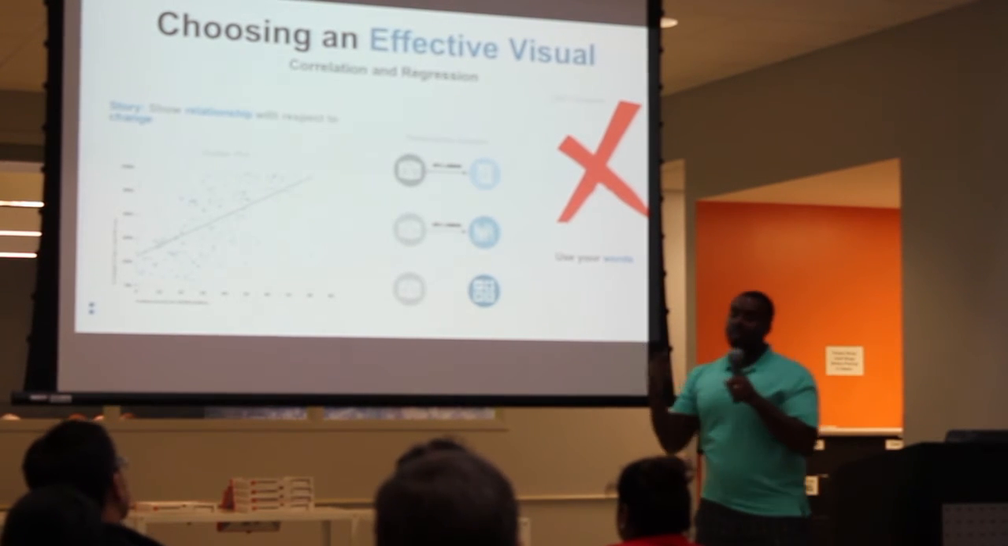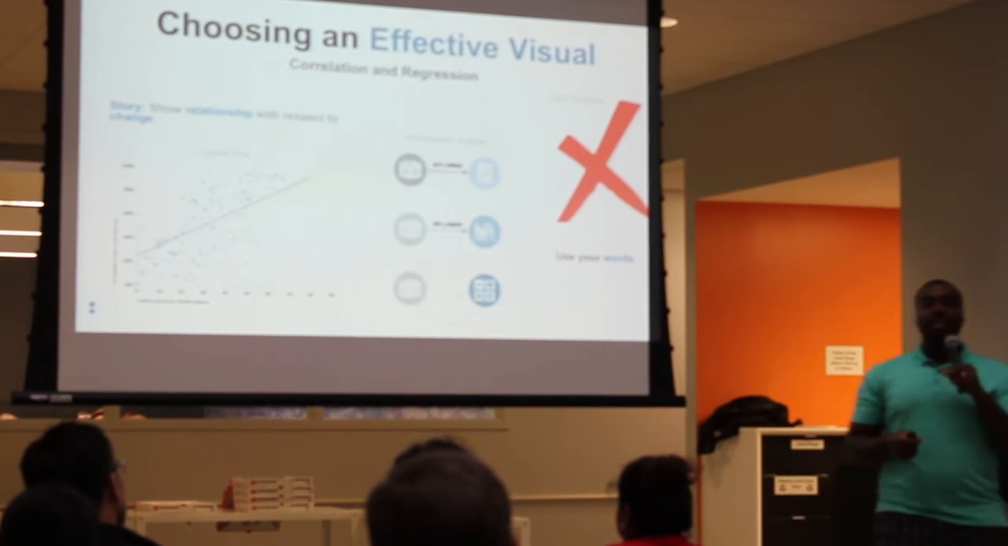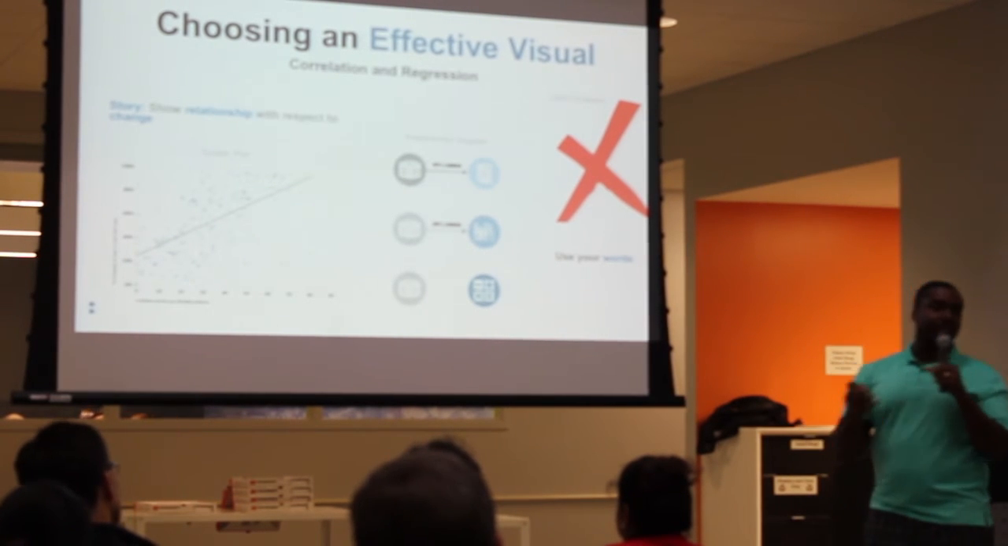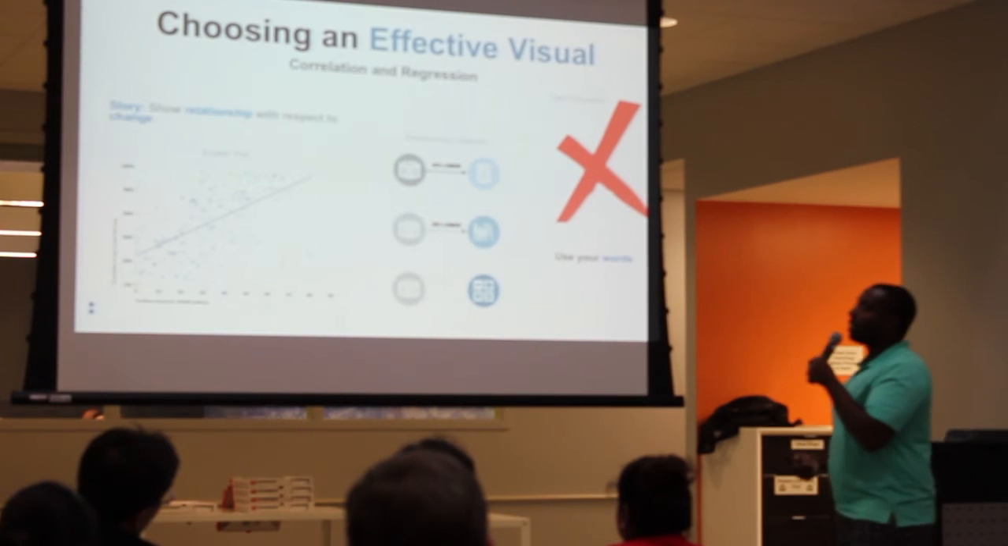And then sometimes you just don't want to visualize this sort of relationship. You might want to just say it in words. It might be easier to just say it. So watch out for those types of visualizations.